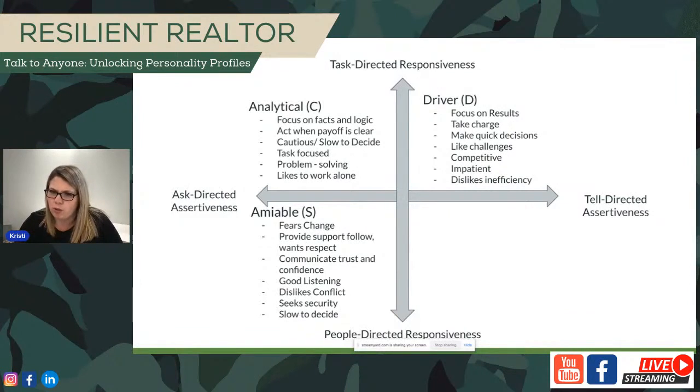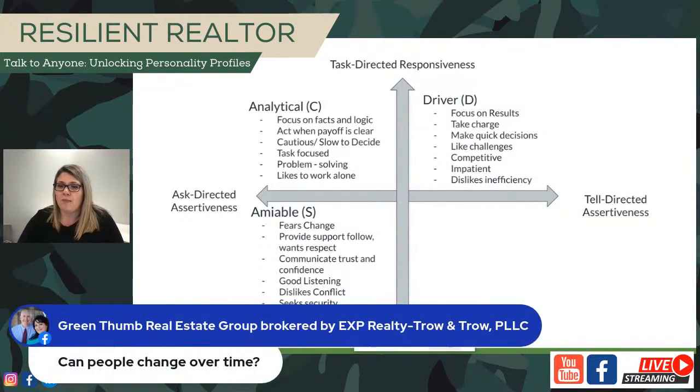I want to answer a couple questions here real quick. So can people change over time? You know what? That is such a fantastic question. And the answer is yes. So you're never going to change who you are as a core person. And we do carry more than one of these. You're going to typically have, like Meryl is a driver analytical, right? And so if you're looking at my grid, and I'll use my husband because I don't need his permission to talk about him. Just kidding, honey, I love you.